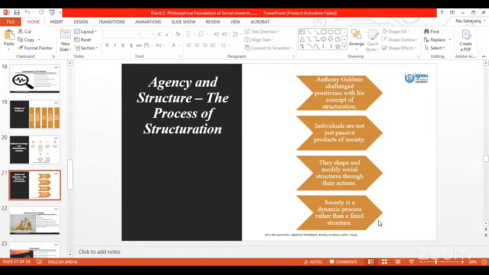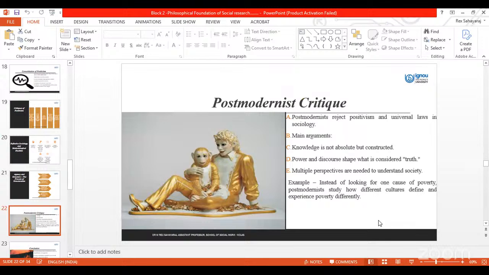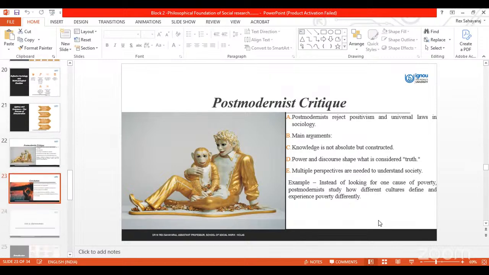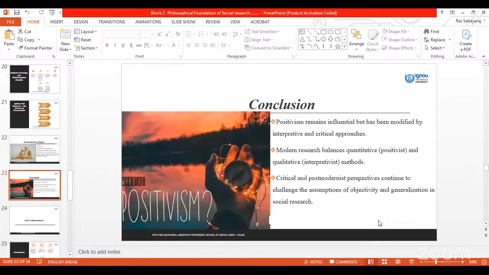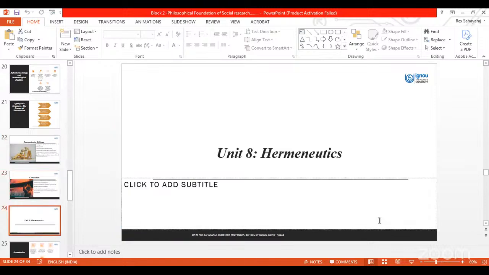So agency and structure, and the process of structuration. We have discussed this, and the postmodernist critique. The main arguments are that power and discourse shape what is considered truth, and multiple perspectives are needed to understand society, right? So this we have learned up to here in the last classes. Today we are going to discuss hermeneutics, what hermeneutics is and why it is important for these studies.